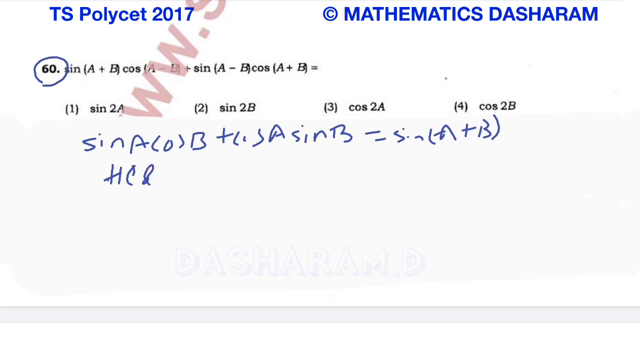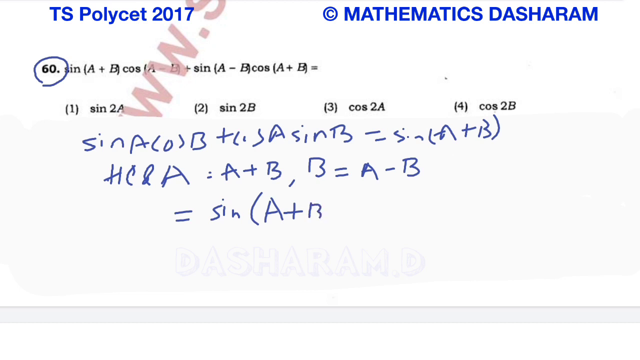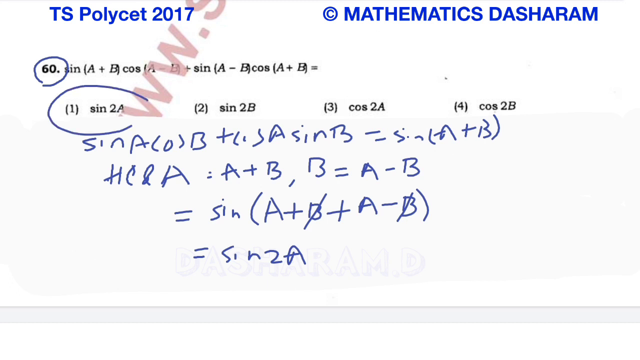So here from the question, what is the a value? A plus b, and b value is a minus b. So substitute them. So sine of a value a plus b plus b value a minus b, plus b minus b cancel, sine of a plus a, 2a. So here option 1 is correct.